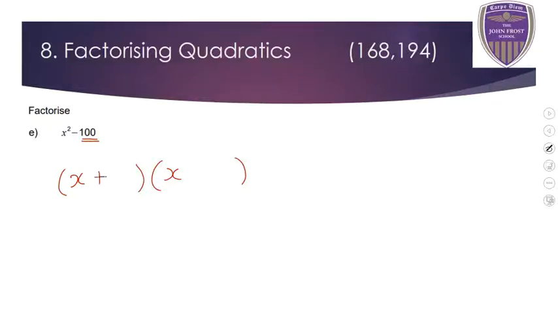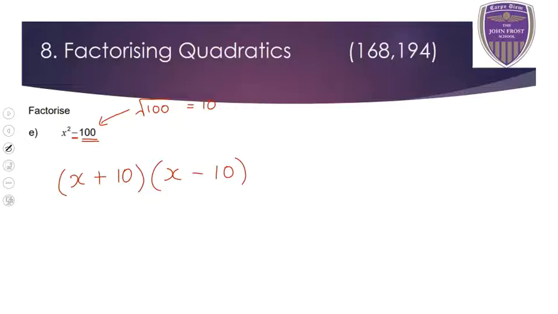One's a plus and one's a minus, because that's the only way we can multiply to get a minus, isn't it? And really, there's no x term in the middle, which just means there's 0x, which means the numbers we use are going to be the same. All you've got to do is remember that's a square number. Just do the square root of 100, which is 10. So your answer is x plus 10 and x minus 10.